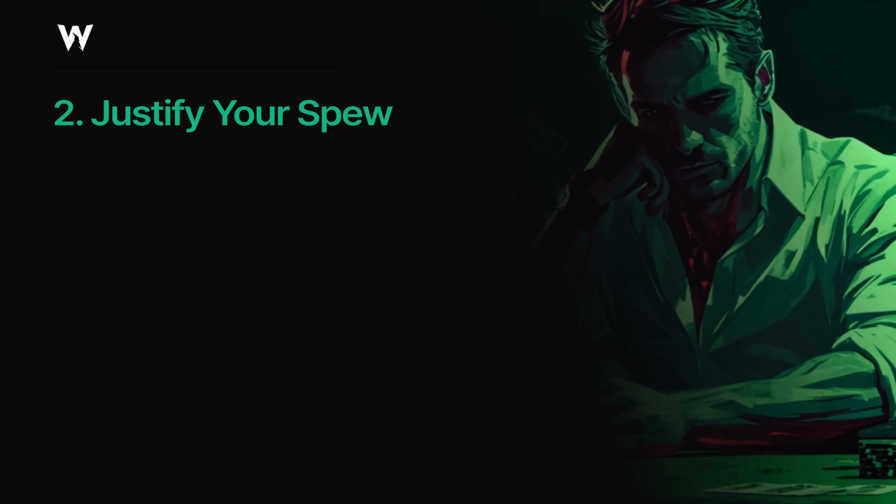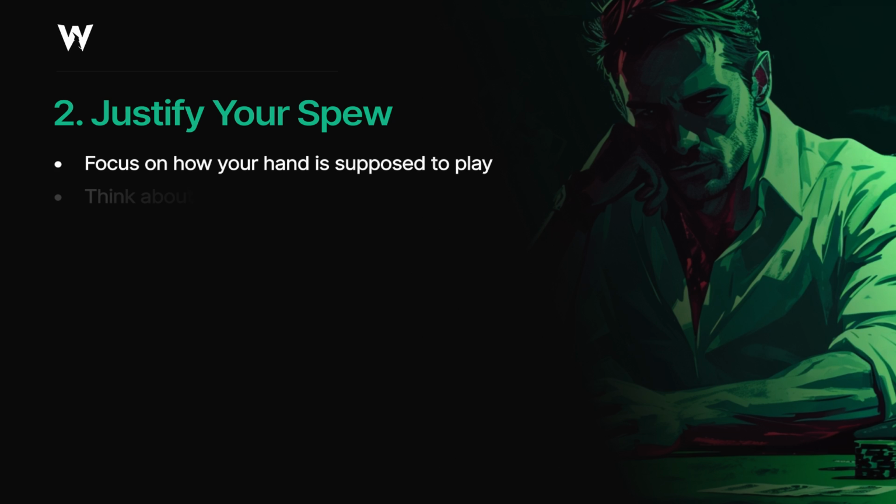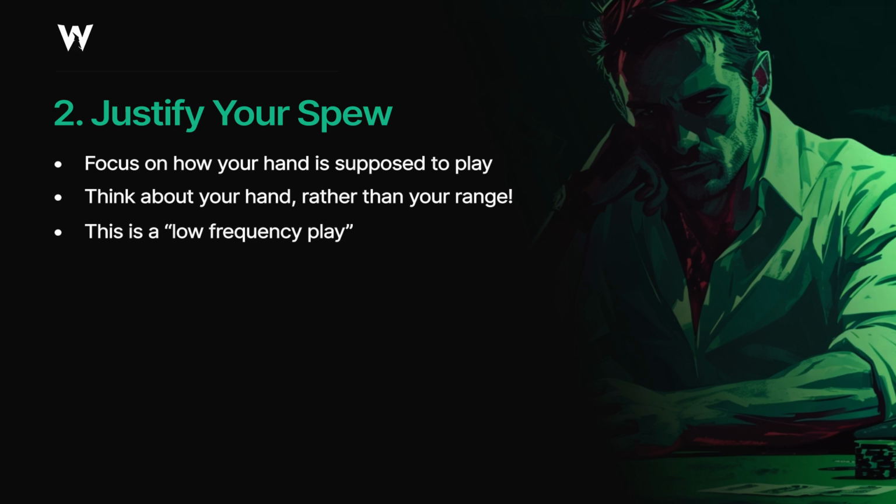Again, one of the cardinal sins of studying is to focus on how your hand is supposed to play rather than your range. And if you make a mistake, but the solver is taking this line at some minute frequency, you just say, oh, it's a low frequency play. It's fine. Guys, that's not how you should use a solver. You shouldn't use it to justify bad play. Just because it's taken at some frequency doesn't necessarily mean your strategy was any good. Let me show you what I mean.